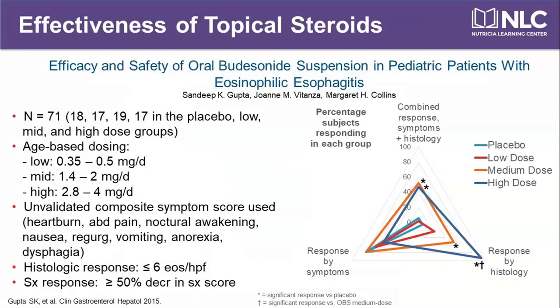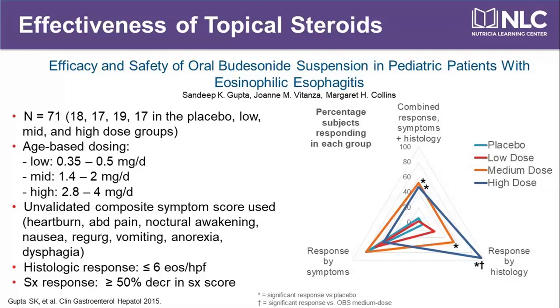Speaking of effectiveness, the actual effectiveness of the slurry preparation was evaluated in kids a number of years ago and showed that there was really a dose-dependent response. So lower doses didn't tend to be as effective in terms of inducing remission or really in symptoms, but using a combination score where they looked at the combination of symptoms and histologic response, what they found is that the medium and the high doses of the steroid tended to be the most effective, but even at best, we're only hitting somewhere around 50% effectiveness when looking at the combination of histology and response.